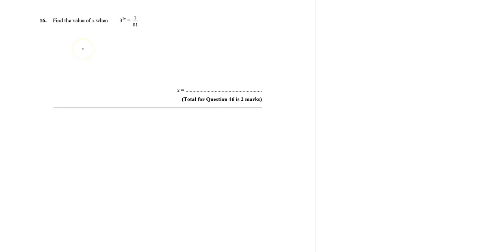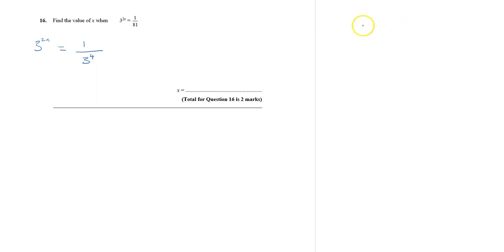Now, question number 16 is an exponential equation. Now, what we want here is for both sides of the equation to have 3 to the power of something. That way we can solve for what x is. So we know that 3 to the power of 2x is equal to 1 over 81. Now, 81 itself is a power of 3, so 81 is 9 squared, and then 9 is 3 squared, so it's 3 squared squared, which is 3 to the power of 4.